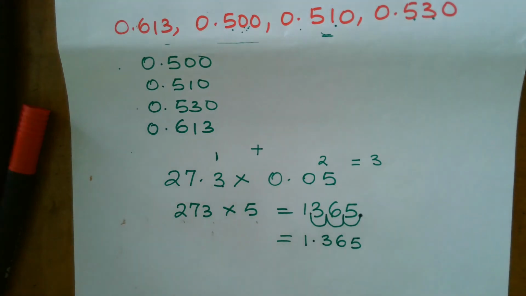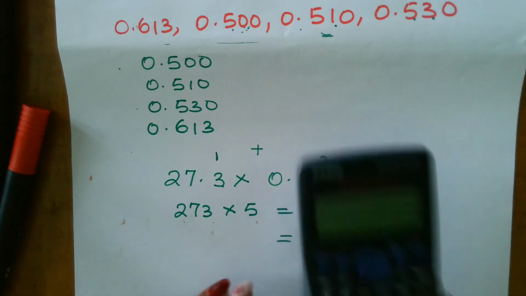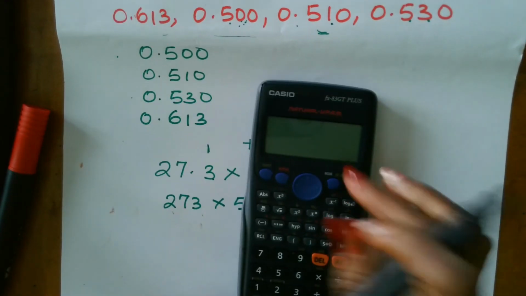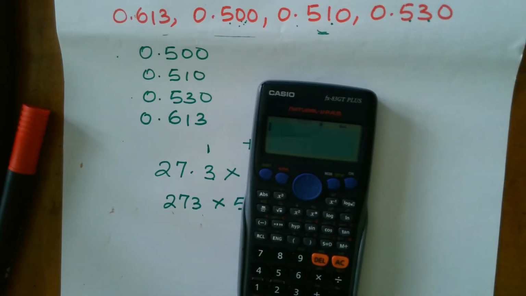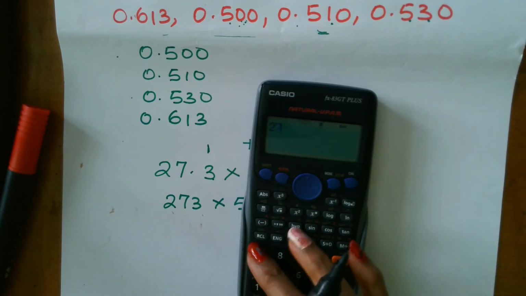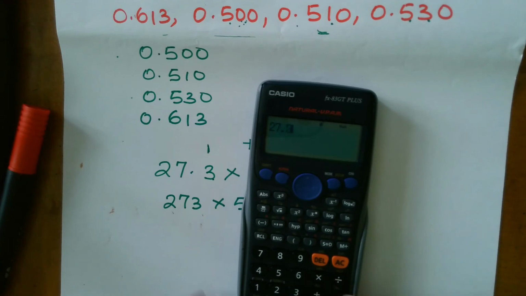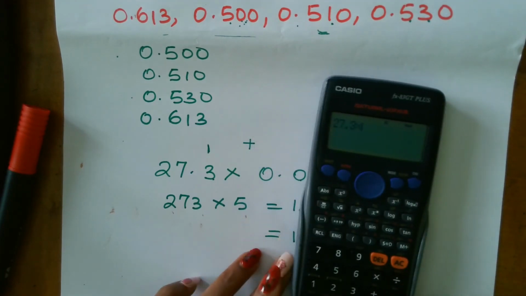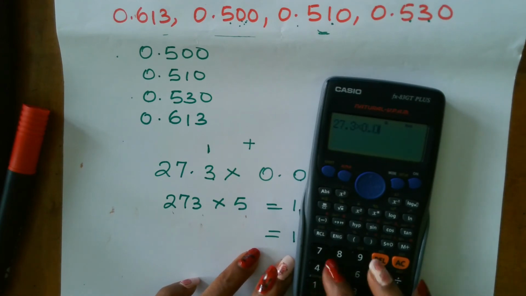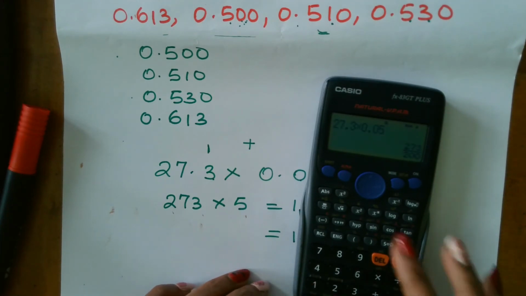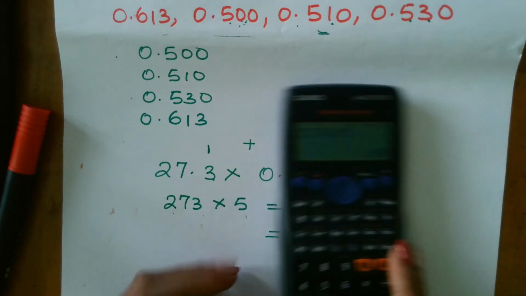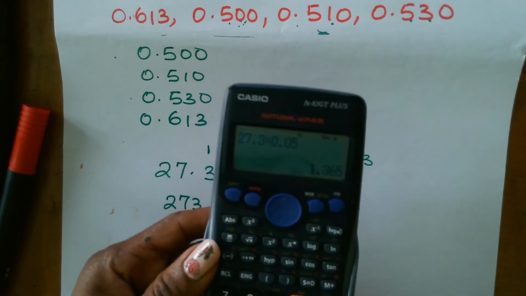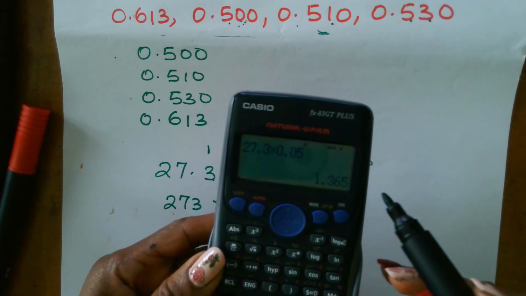Now, if we want to check if we got the answer right, we have our calculator. This calculator is the best calculator to use during your calculator exams. So we've got 27.3 multiplied by 0.05. So we can see that the answer is still the same, 1.365.